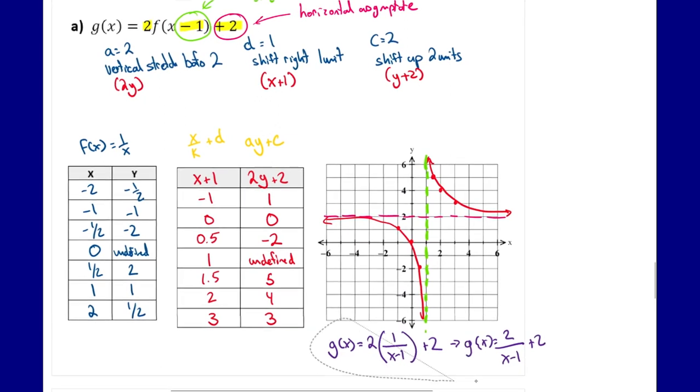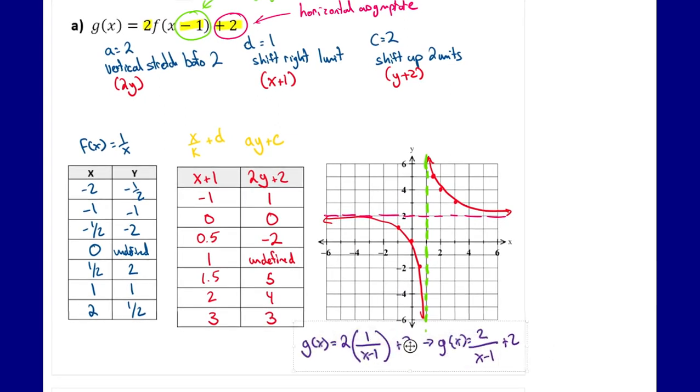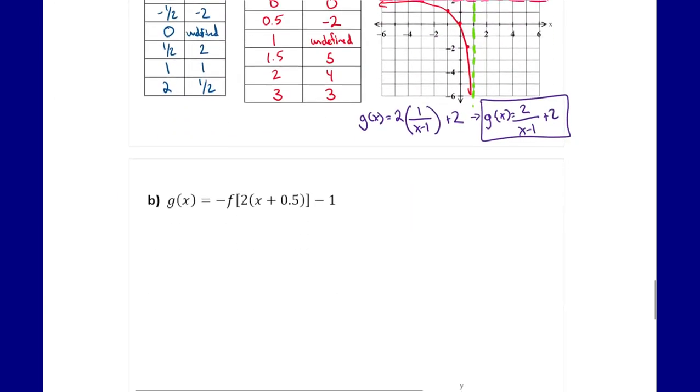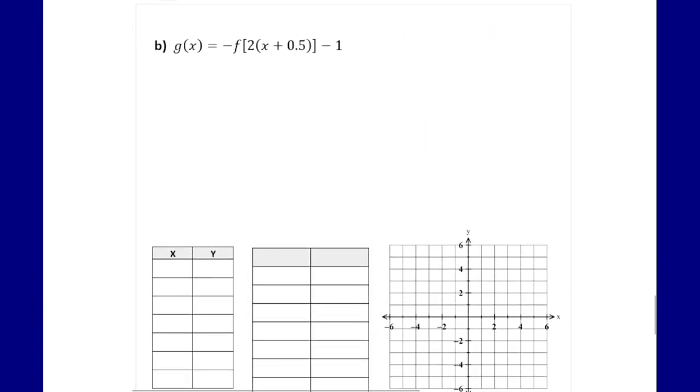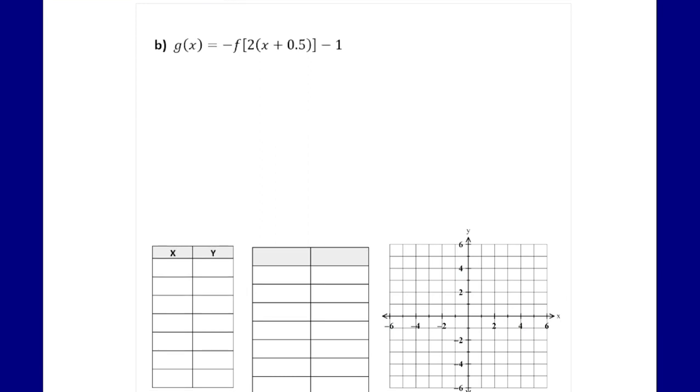So I can kind of multiply that a value through the first part. And so here we have our transformed function. There's one more example, and we're going to do the exact same thing, right? Our parent function, let's get that out of the way first. So -2, -1, -1/2, 0, 1/2, 1, and 2.